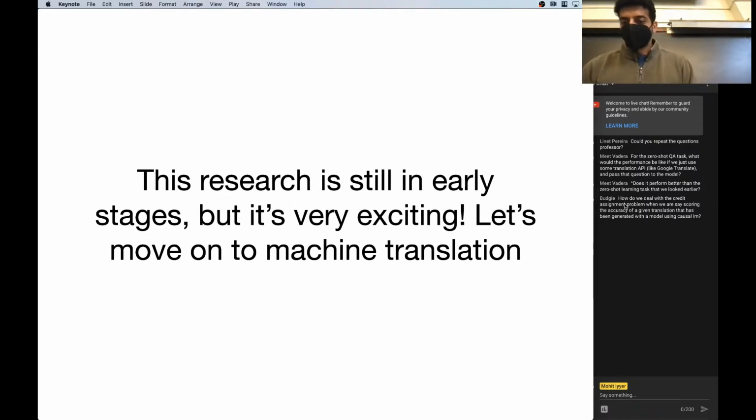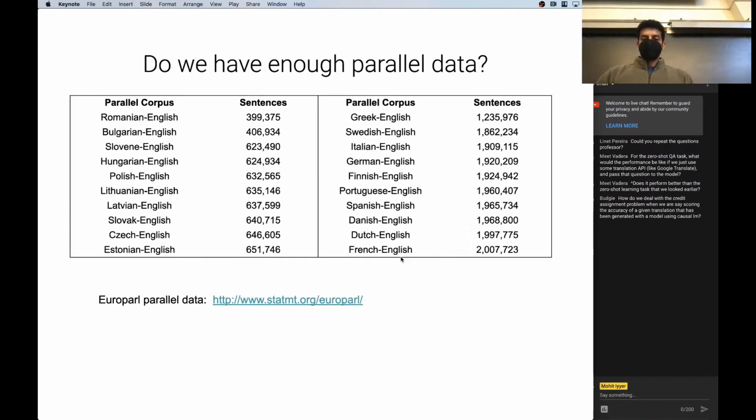All right, let me answer this question. How do we deal with the credit assignment problem when we are scoring the accuracy of a given translation that has been generated with a model using the causal LM? I'm not sure what you mean by the credit assignment problem here. Maybe you can clarify. I will just move on.